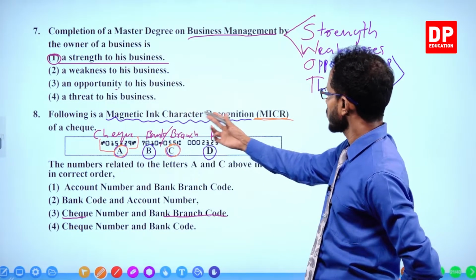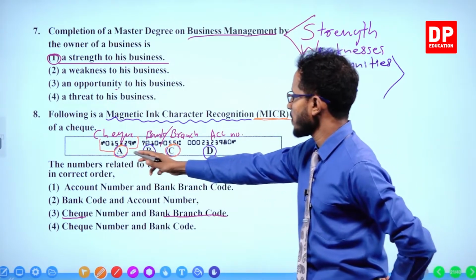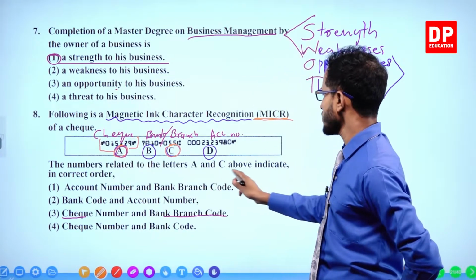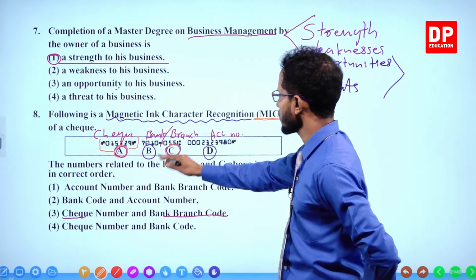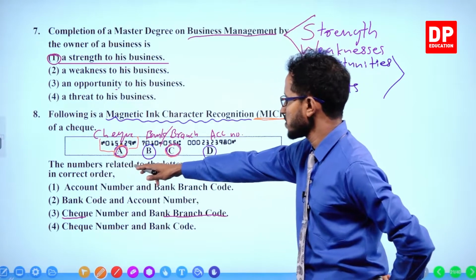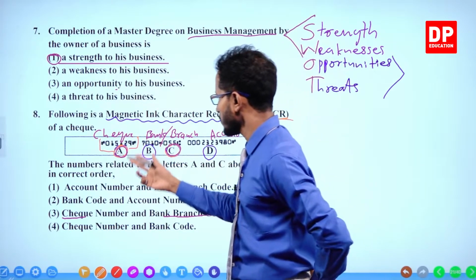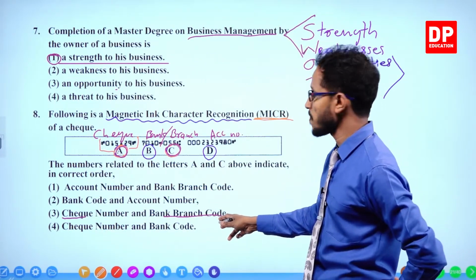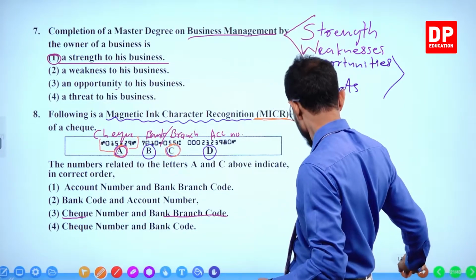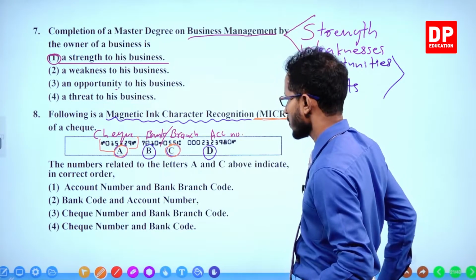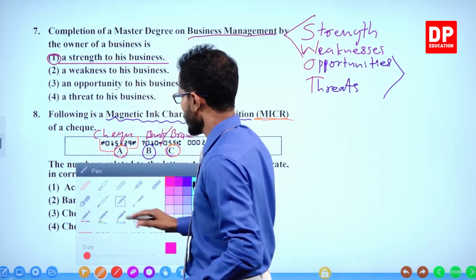We have to find the numbers indicated by A and C. The numbers indicate check number and bank branch code. See, I have written that. Fine. We are going ahead with the plan. Answer is third.